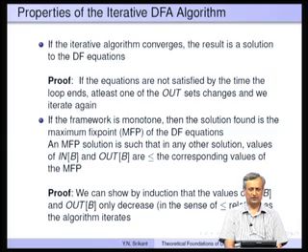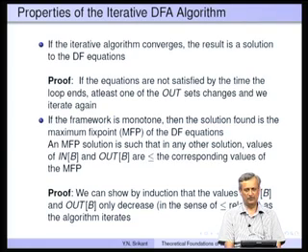This property can be proved by induction. We can show by induction that the values of in B and out B only decrease in the sense of the less than or equal to relation. In other words, we start from the top of the lattice, that is phi, and then we move downwards. When we move downwards, we get weaker and weaker solutions in this less than or equal to sense.